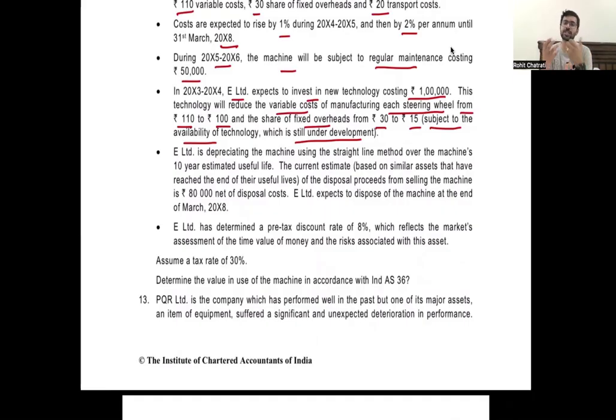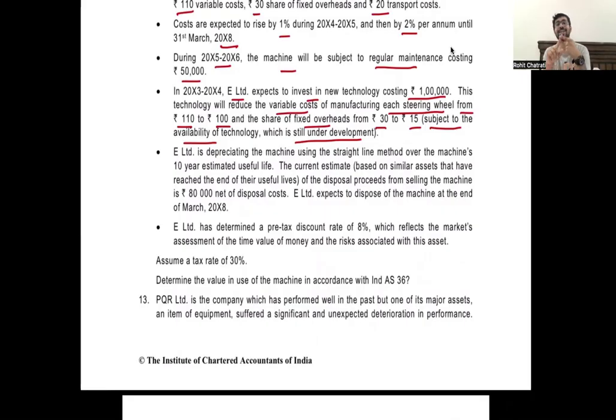All right, there's going to be a cost savings, but to achieve those cost savings, you'll have to incur a cost of rupees 1 lakh. If you incur that cost, there's going to be an expected savings of rupees 25 per unit produced: a 110 to 100 reduction in variable overheads and a 30 to 15 reduction in fixed overheads. Now, this is actually a capital expenditure. You're investing in a development which is going to give you benefits in future. Ind AS 36 states that there are two types of capital expenditures.